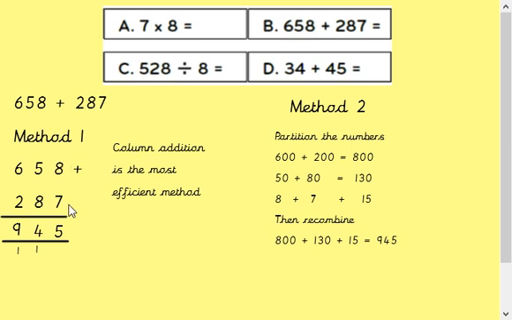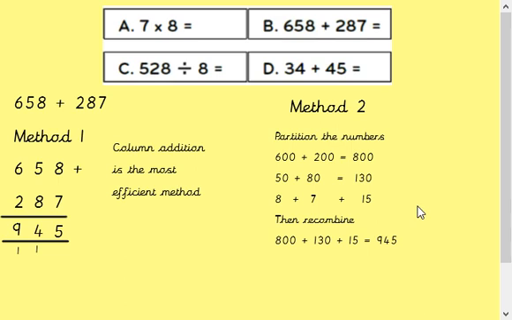If I work it through, 8 plus 7 would be 15, but I would need to carry the 10 across into the tens column. 8 plus 5 would be 13, and then I have to add that 1, which would be 14, and again I need to carry the 10 across. And then 6 plus 2 is 8, and 1 would be 9. So my answer would be 945.